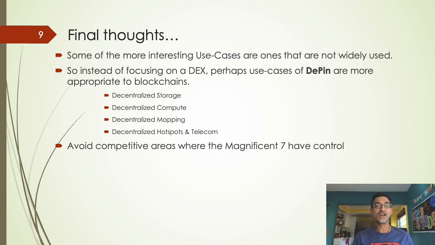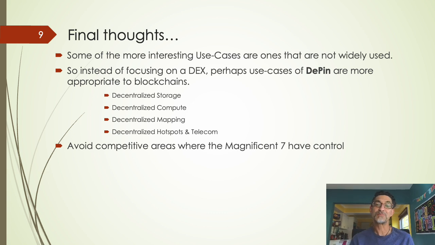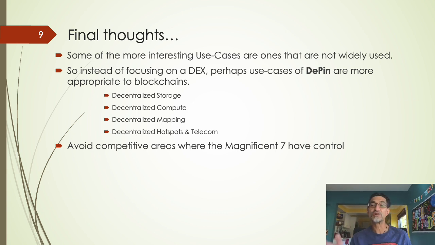So lastly, avoid competitive areas, perhaps like DEXs, or areas where the Magnificent Seven, you know who they are, have a lot of control. And I'll give you some examples. I know you know them. Alphabet / Google, Facebook / YouTube, Microsoft. Try to avoid those areas because those companies are not going to give up control easily.